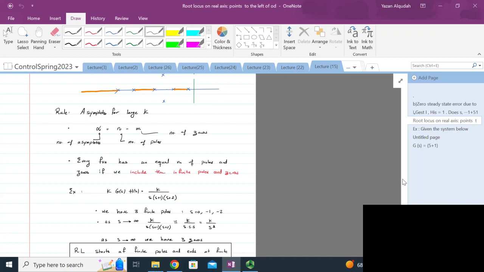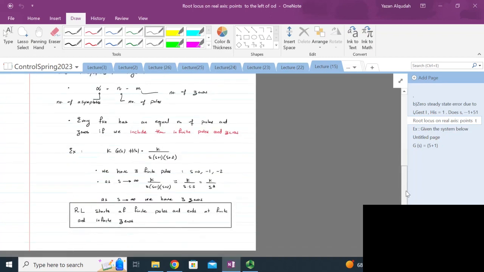Okay, we'll do an example later. We're going to do examples to illustrate these. So again, the root locus is going to start at finite poles and end at finite and infinite zeros. These infinite zeros are going to be the asymptotes. Together? Okay.